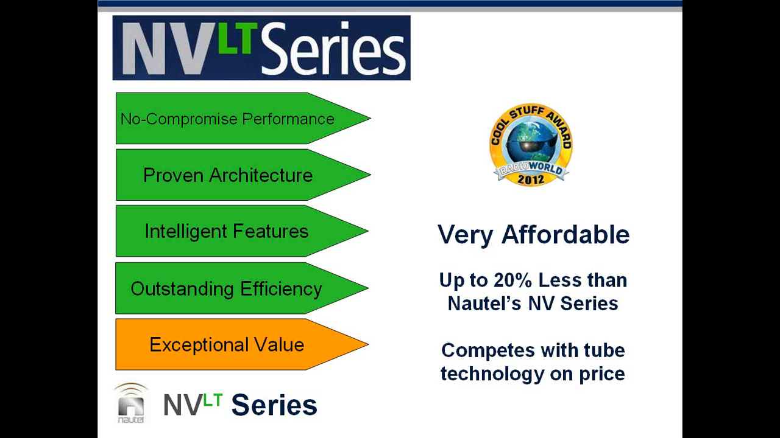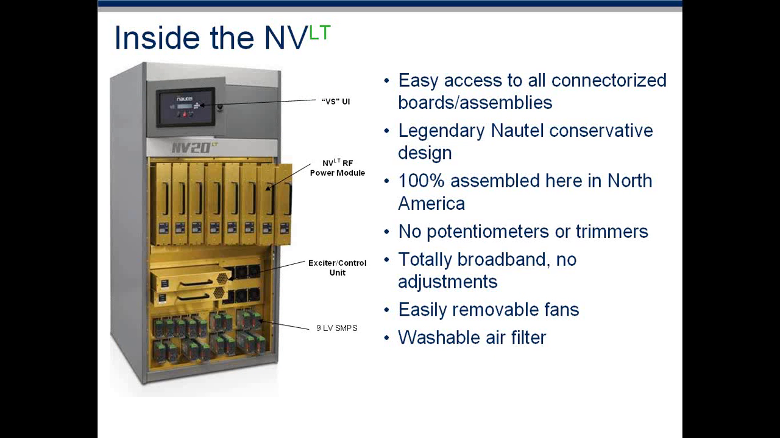With the NVLT, when you build a series of transmitters in which you take off the table the need to accommodate digital, you're able to optimize the design for other things. In this case, we optimized for efficiency and we optimized for cost. And we took 20% out of the cost on average, compared with the Nautel NV series. Frankly, that puts us in a range where we compete favorably with tube-type transmitters on price. So if you thought you couldn't afford a Nautel before, think again.